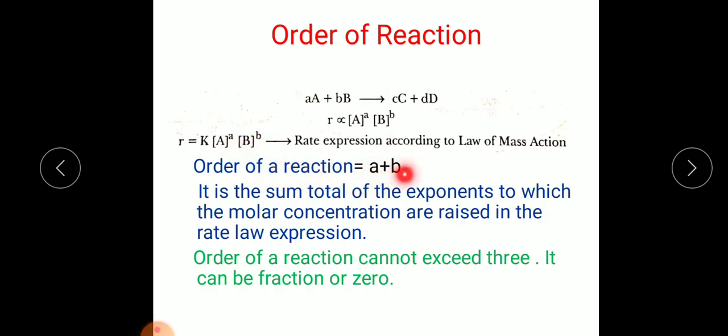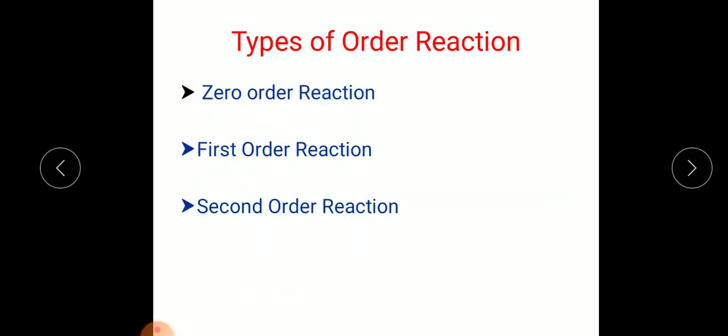Order of a reaction is a plus b. So we can define it as the sum total of the exponents to which the molar concentrations are raised in the rate law expression. Next we need to remember that order of reaction cannot exceed 3. So it can be zero order, first order, second order, but it cannot be a third order reaction. Next, it can be a fraction or zero.